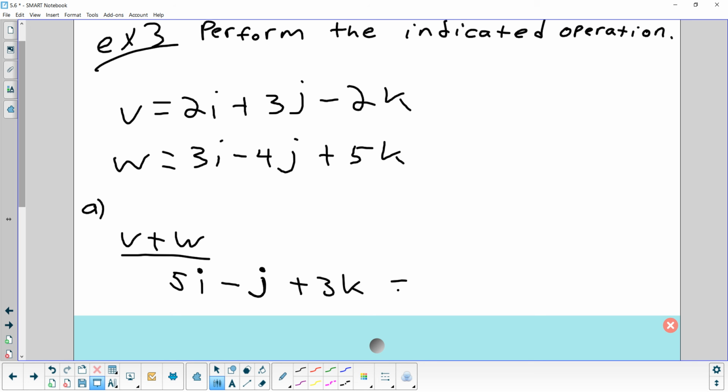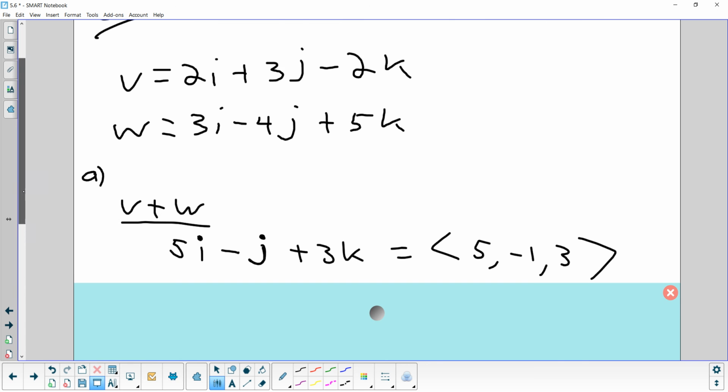And Colby, if I wanted to write that in the other notation, how would I do that? With angle brackets, it would be 5, comma, negative 1, comma 3. Yeah, that's it. On the test, you're not going to have to write it both ways, but I'll put in the directions which way I would like you to do it. All right, so that's adding them up.